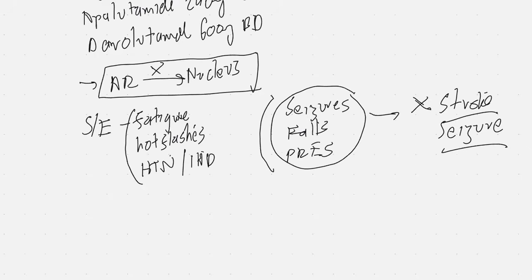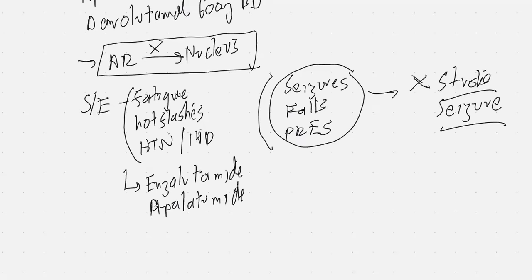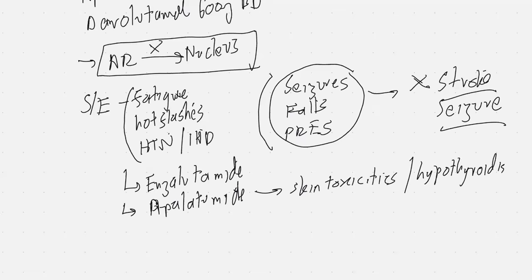I'll talk about why it's not that common in darolutamide, but for enzalutamide and apalutamide, all these side effects hold true. So apalutamide also has a couple of other side effects apart from these. That is, it can cause skin toxicities such as rash and pruritus, and can also cause hypothyroidism. Another interesting thing about apalutamide is that the cardiovascular side effects are lesser compared to enzalutamide.